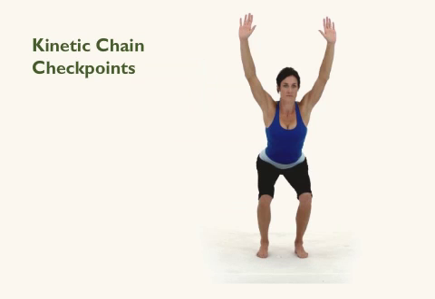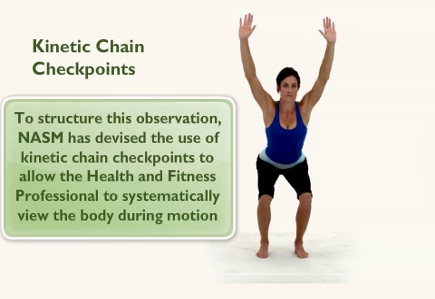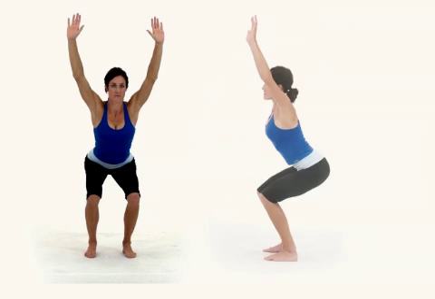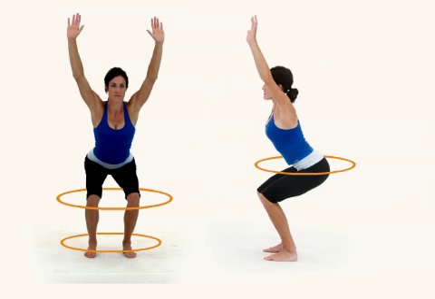All movement assessments require observation of the kinetic chain, also known as the human movement system. To structure this observation, NASM has devised the use of kinetic chain checkpoints to allow the health and fitness professional to systematically view the body during motion. The kinetic chain checkpoints include the feet and ankles, knees, lumbopelvic hip complex, shoulders and cervical spine.